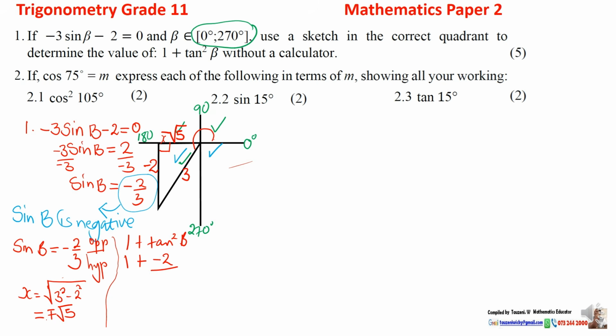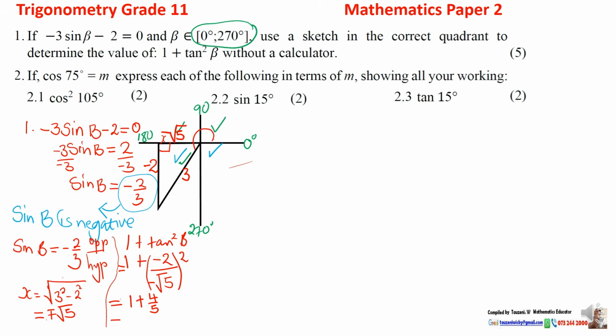The opposite is negative 2. The adjacent is negative root 5. This is the tan and it is squared. So you put brackets here and you square. Then from there, you simplify this expression to get the answer. So this is 1 plus, if you square this, it should give us 4 over 5.